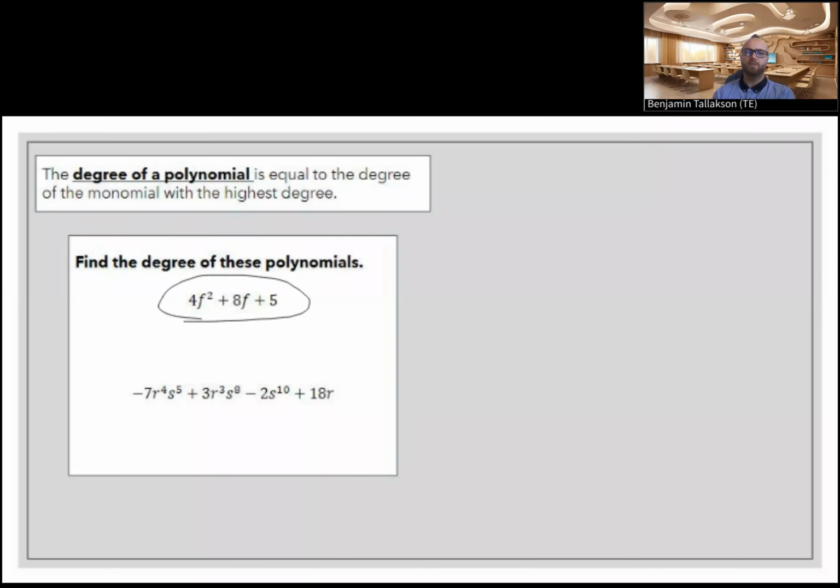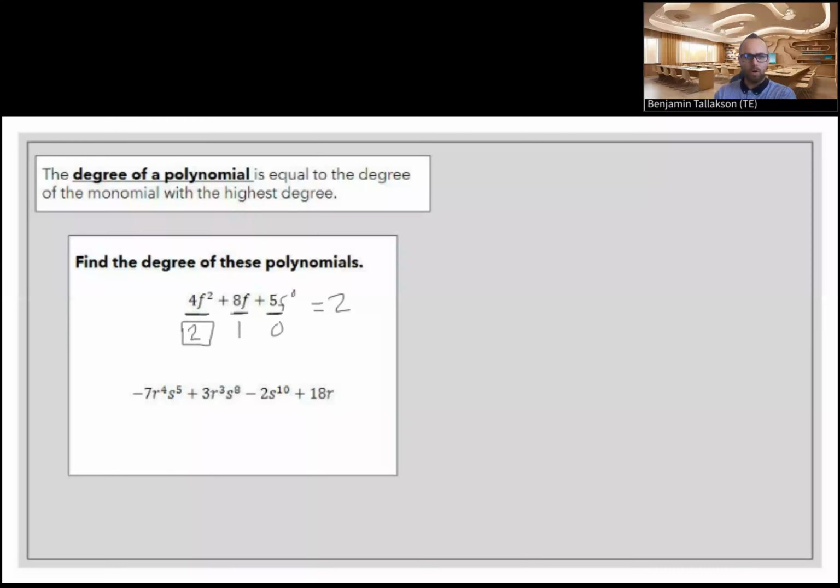It's called a trinomial because there are 3 terms. We'll look more into those definitions later, but you're taking each term and finding the degree. F to the 2, F to the 1, 5, no variable, or you could think of this as 5F to the 0 if you'd like, but that's 0. So because the highest degree of an individual term is 2, the degree of this polynomial is 2.